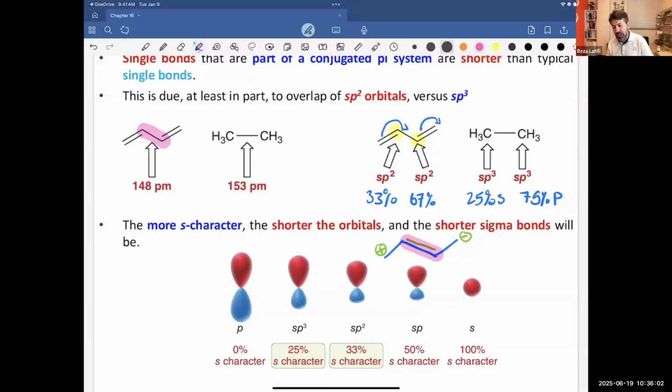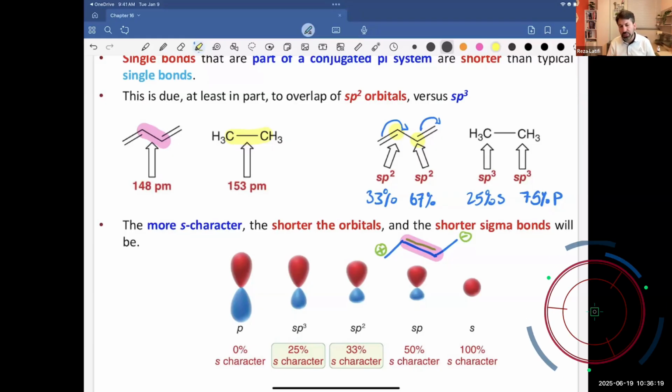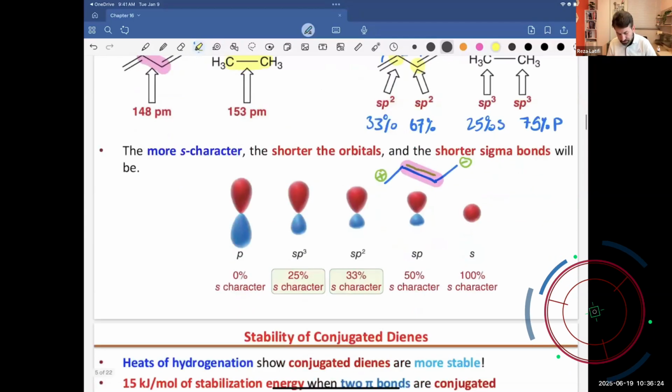And because it has double bond character, it will be shorter than a regular single bond. And so that's one way to technically justify why this bond is shorter than a plain single bond. And later, I'm going to use the molecular orbital to justify why this bond is, again, shorter than a single bond.